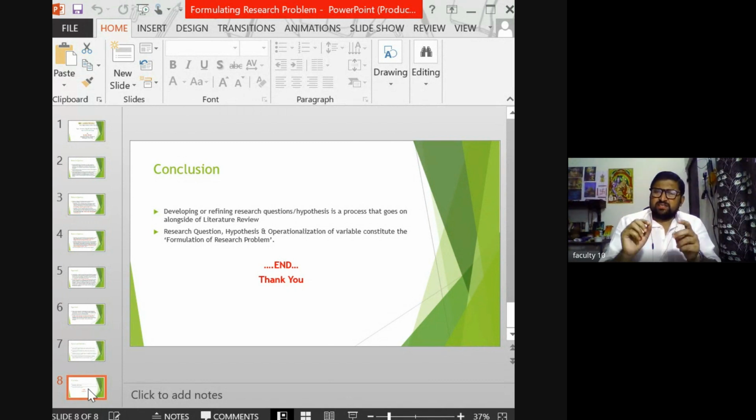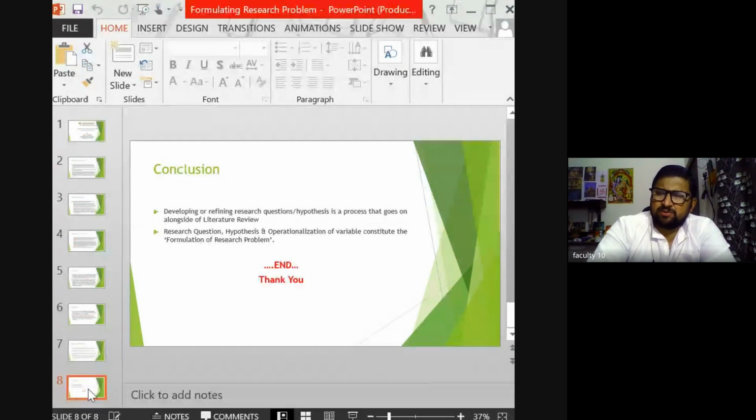if you think about these research questions, hypothesis, and operationalization of your variable during the research, then only will you be in a position at the end of your literature review to prepare a nice research question or hypothesis which is qualitatively good. So research questions, hypothesis, and operationalization of variables constitute the formulation of the research problem. So formulation of research problem means formulating research questions, formulating operationalization of variables, formulating hypothesis, right? So all these three constitute the formulation of the research problem.